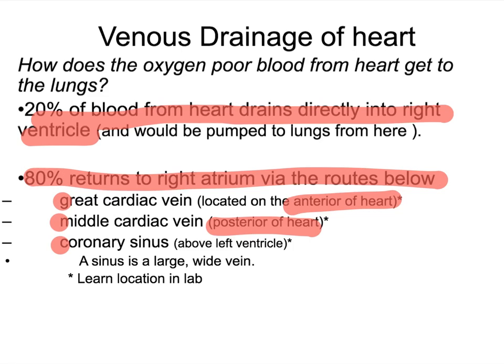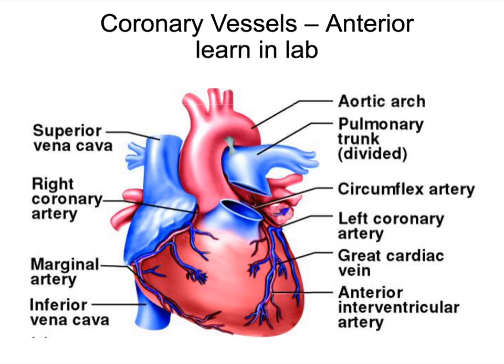Think about a sinus in your skull. It's a space. So the coronary sinus is right up at the top of the left ventricle. A whole bunch of blood flows into there. So that's how the blood drains from the heart. You guys are going to learn these in lab. Coronary vessels are much easier to see on a three-dimensional model than they are on these pictures.